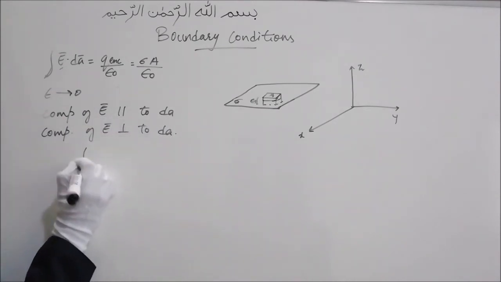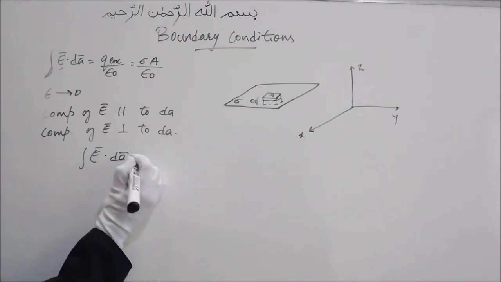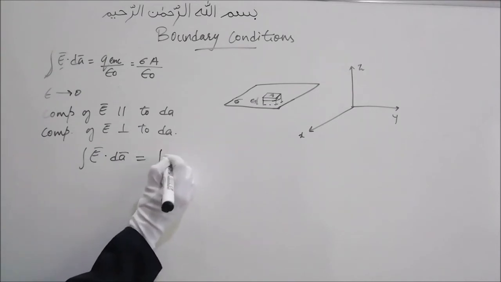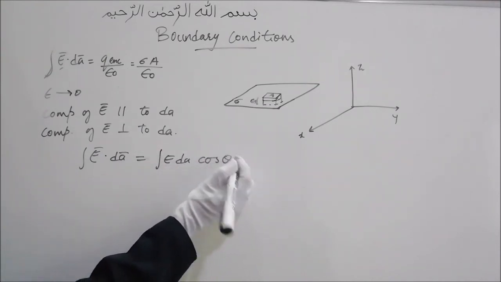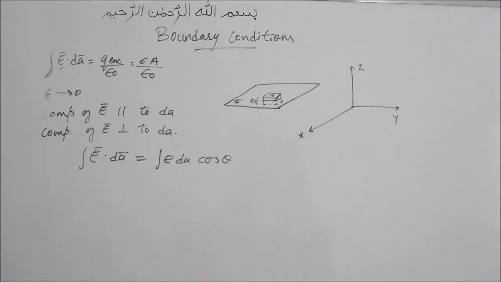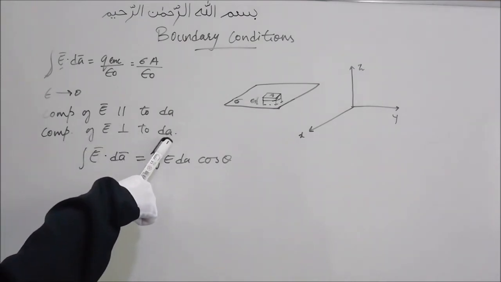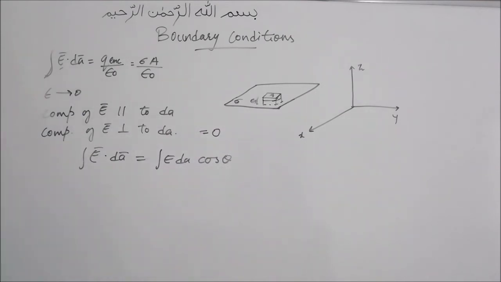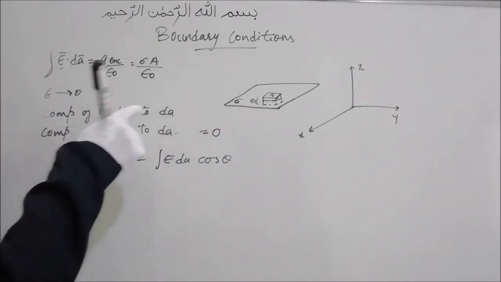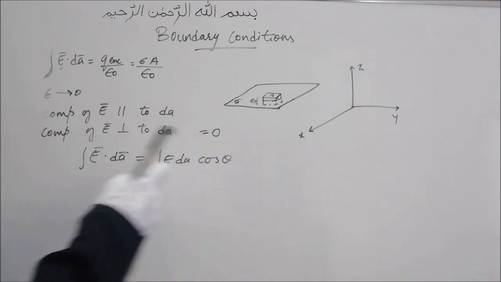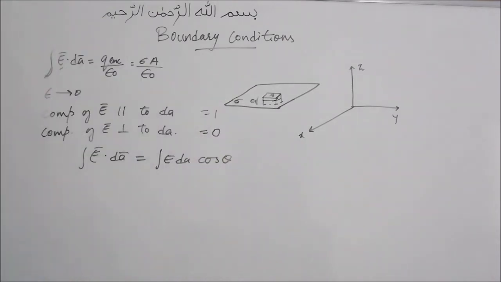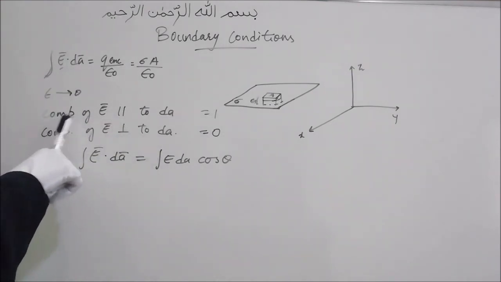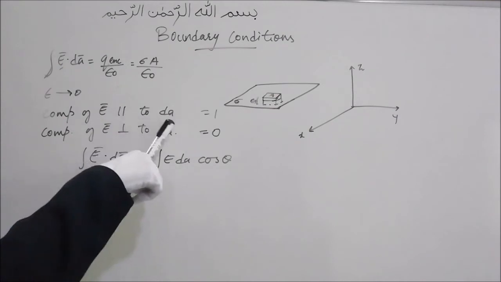But we are also having that integration E bar dot dA bar is equal to integration E dA cos theta. Now here you can see that when E is perpendicular to dA, then we'll have cos 90, and this integration will be 0. But when E is parallel to dA, then we'll have cos theta as 1, and then this integration will be equal to 1. Therefore, the only contribution here is because of that component of electric field which is parallel to dA.